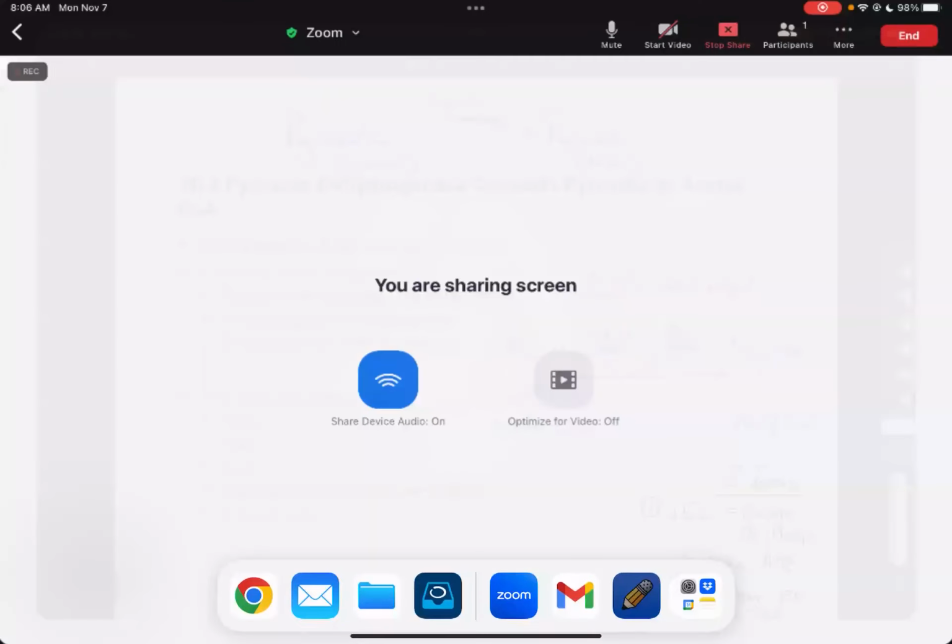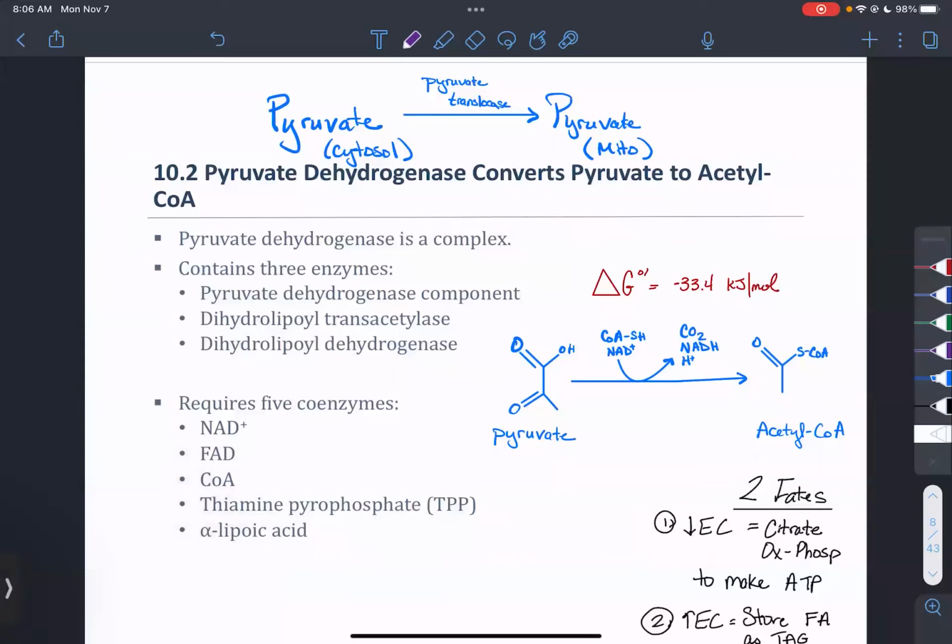And now we are going to start with the reactions that have to happen before the citrate cycle can start. So we're ending in glycolysis with pyruvate, and now we have to get that pyruvate to acetyl-CoA so it can enter the citrate cycle. And we know that pyruvate has to be transported from the cytosol, because that's where it's made, that's where glycolysis happens, to the mitochondria, and that's through pyruvate translocase.